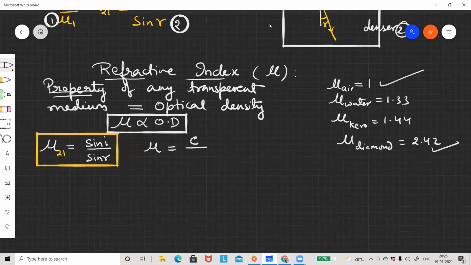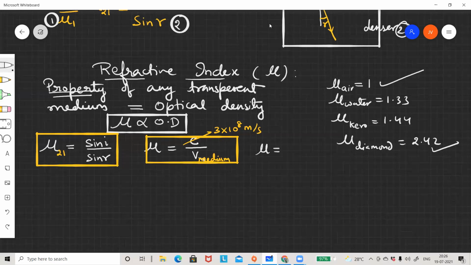But the ratio of speed of light. Refractive index is the ratio of speed of light in vacuum or air to speed of light in a medium. And speed of light in vacuum or air is 3 into 10 to the power 8 meter per second. Speed of light in a medium depends upon the question itself. We don't know what it is. So this is the second formula that we saw yesterday. And then one more formula for refractive index.